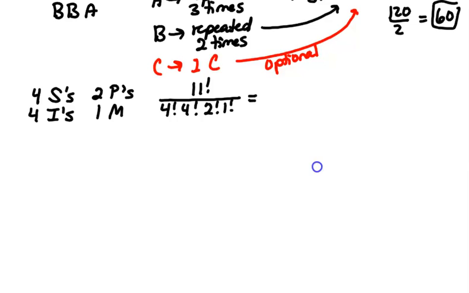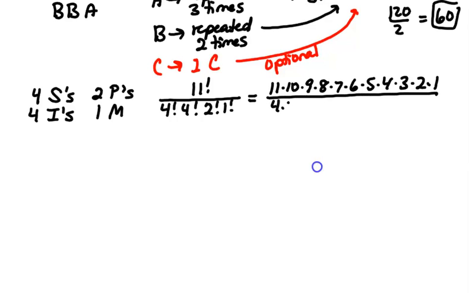So multiplying this out, I'm going to have 11 times 10 times 9 times 8 times 7 times 6 times 5 times 4 times 3 times 2 times 1, all over 4 times 3 times 2 times 1 times 4 times 3 times 2 times 1 times 2 times 1 times the extra 1. All right. So let's go through and divide out everything that is the same factor in the numerator and the denominator. So I've got a 4 and a 4, and a 3 and a 3, and a 2 and a 2. Of course, all the 1s, I don't really need them.